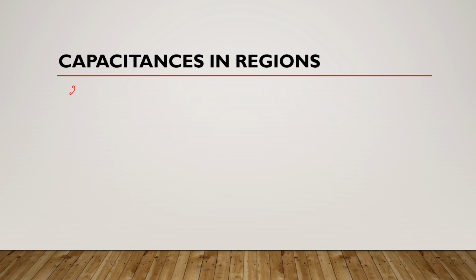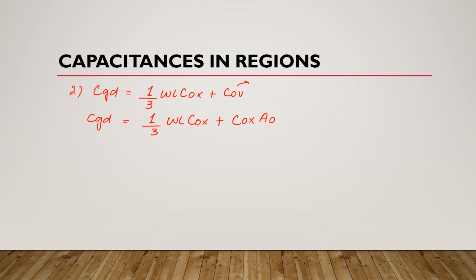The formula of gate to drain capacitance in saturation region is this. Again, if we put the value of overlap capacitance here, then the formula becomes 1 by 3 WL capacitance of oxide layer plus capacitance of oxide layer multiplied by area of overlap. Okay. Again here this area of overlap is equal to width multiplied by length of overlapping.